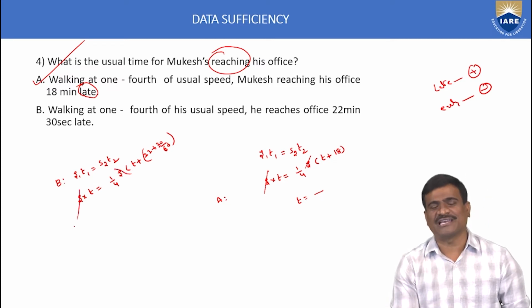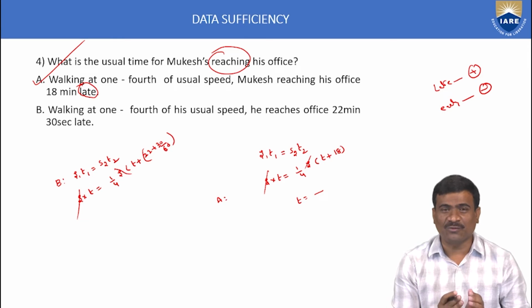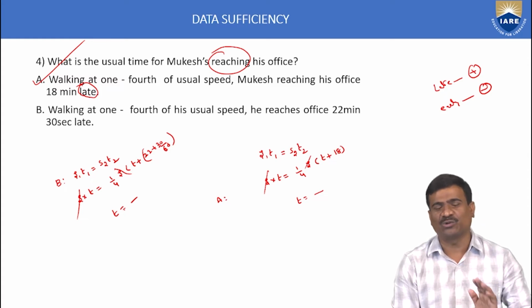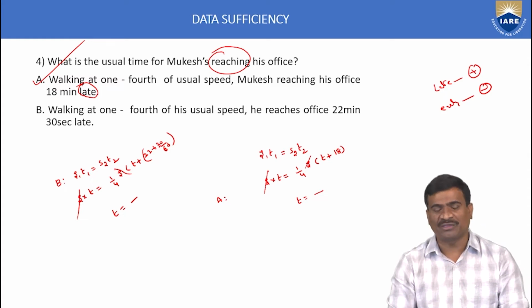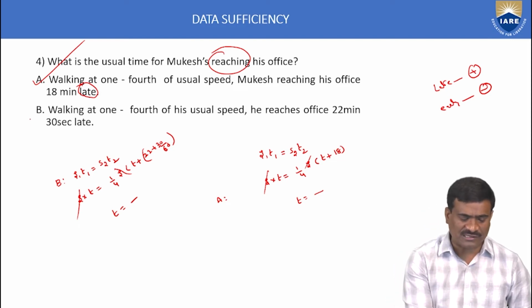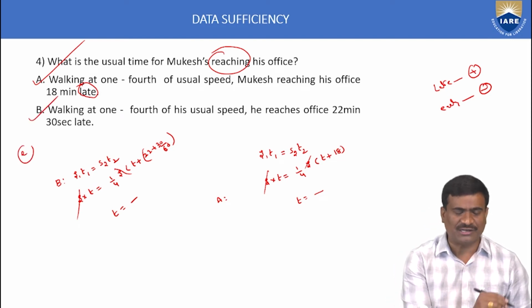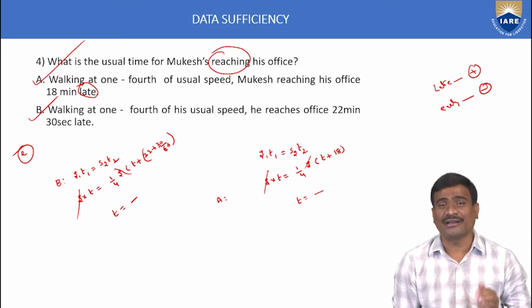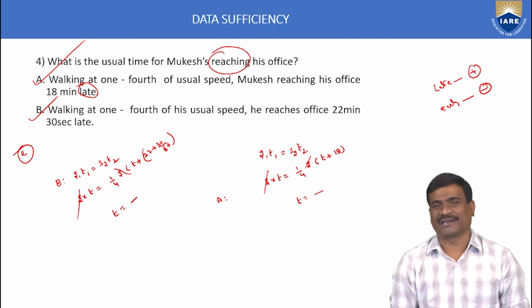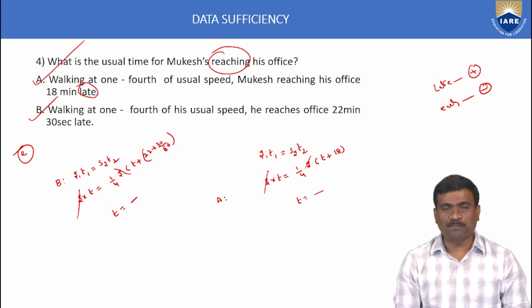The S term cancels. One term remains, one equation. In this equation, calculate T. T is the answer to the given problem. Therefore, the second statement alone is sufficient. A alone is sufficient, B alone is sufficient, so option E, either of the statements alone gives the answer. Option E only is correct.